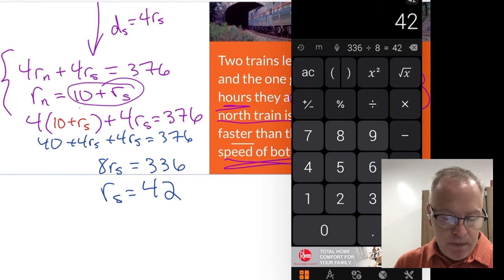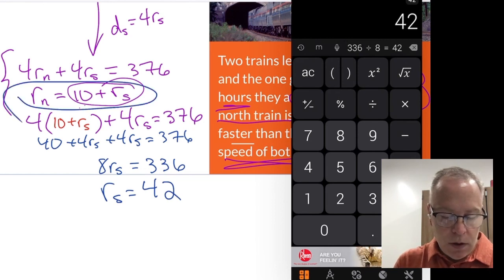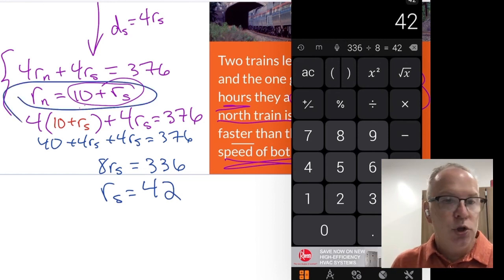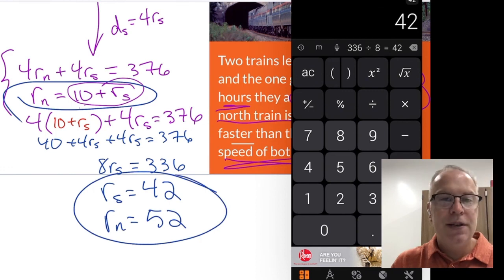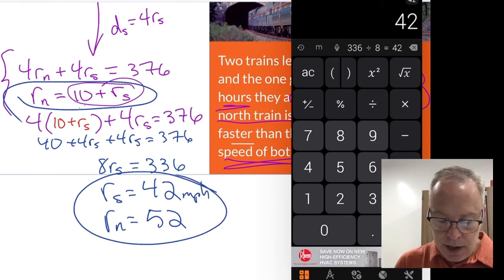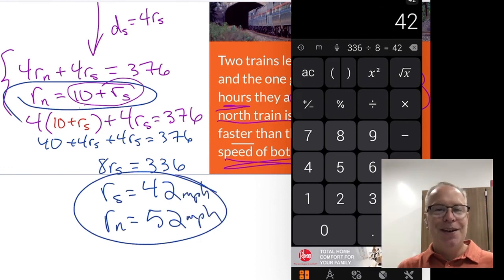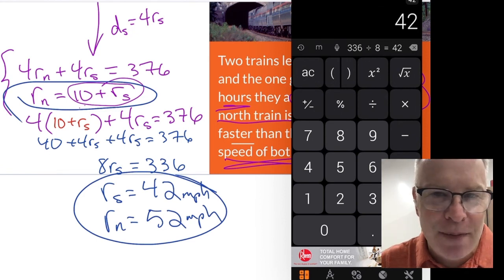336. So the rate of the southbound train, I got to go back to my calculator, 336 divided by 8. 42. Now remember, the northbound train goes 10 miles an hour faster. So there's the answer. 52 MPH.